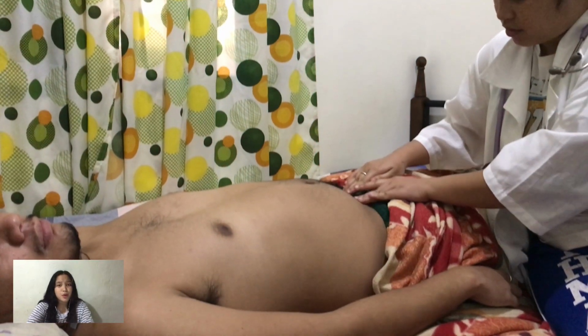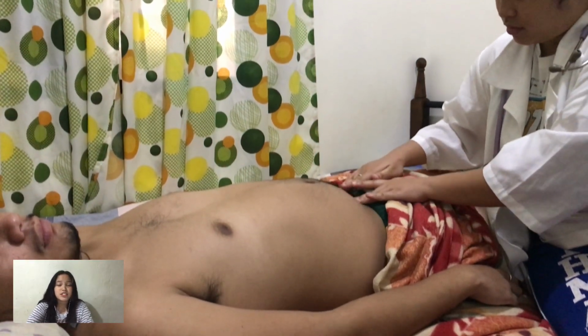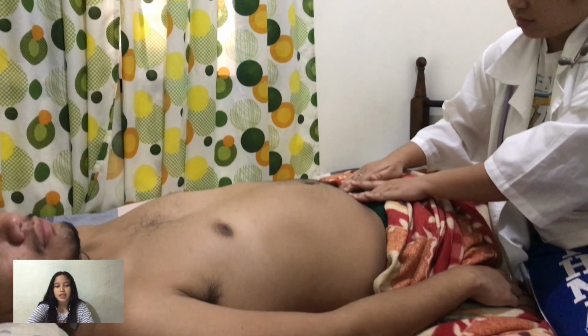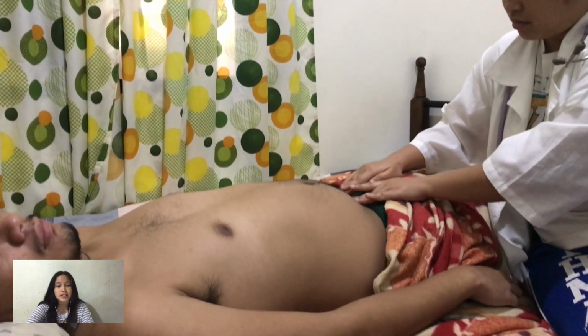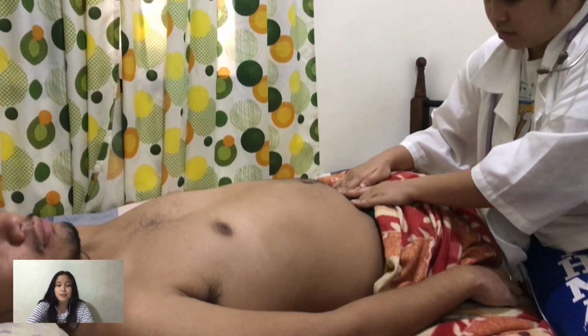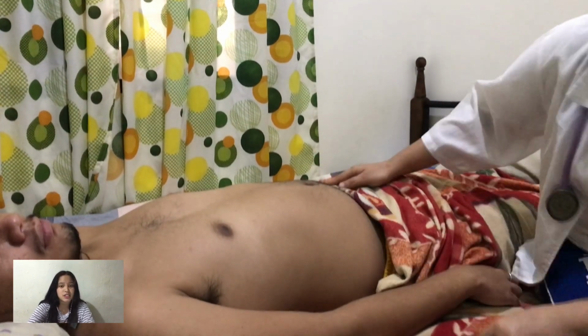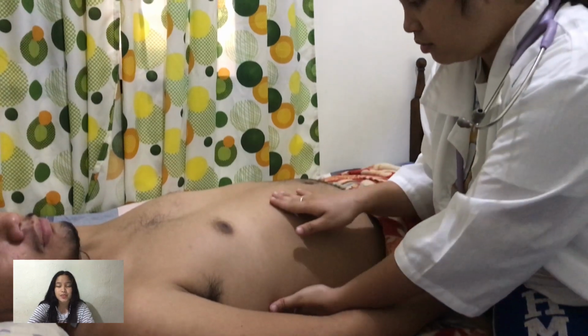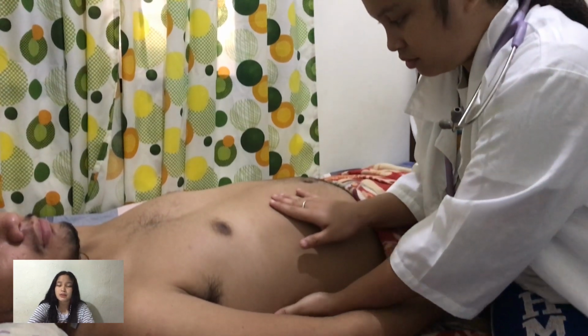If a bladder problem is suspected, you'll need to assess the bladder. Place both hands in the midline 2.5 centimeters above the symphysis pubis. Palpate in an upward direction until you feel the edge of the bladder. A normal bladder may not be palpable.